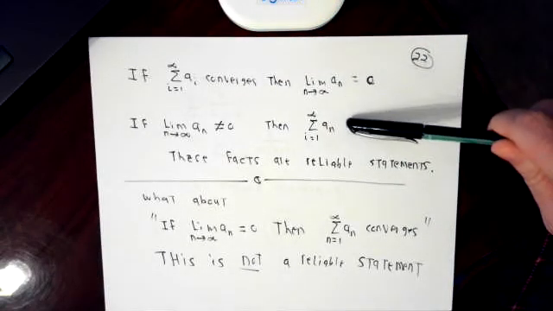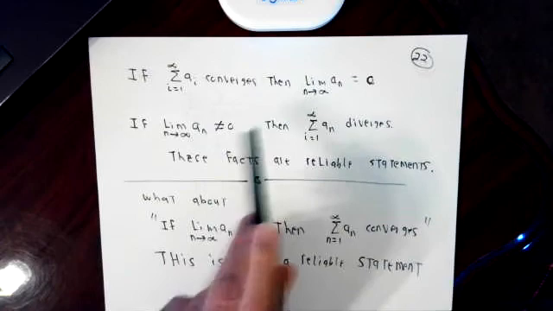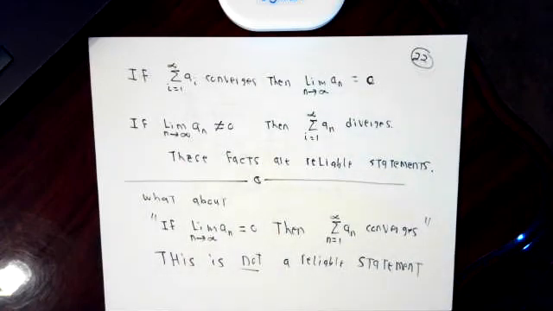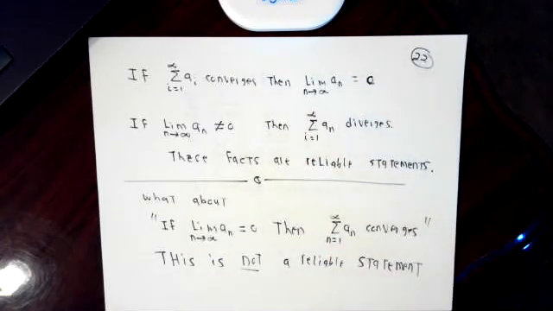So these two statements are absolutely reliable. If the premise, the if part, in one of them is true, the conclusion, the then part, is also true. Absolutely guaranteed under all circumstances.